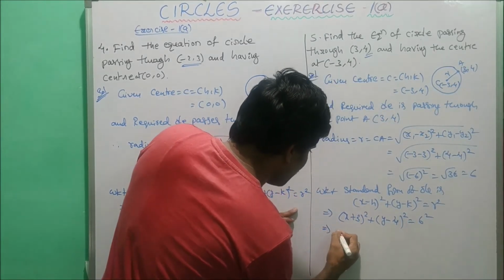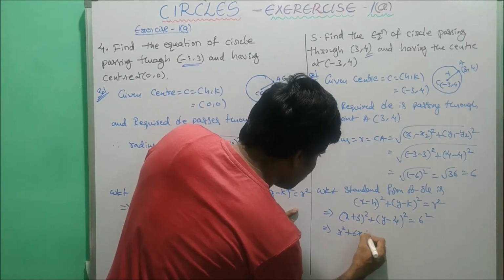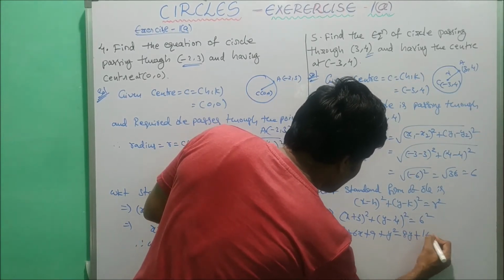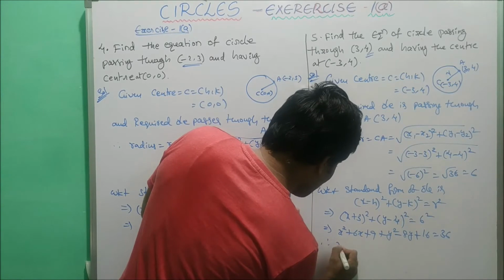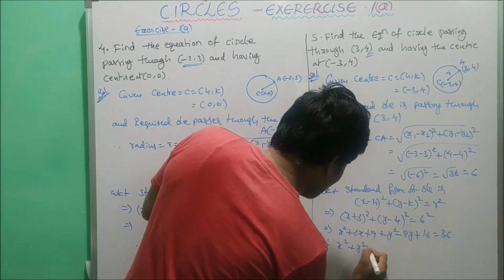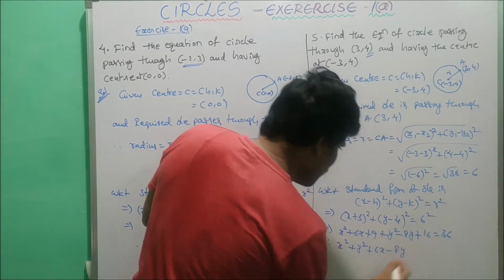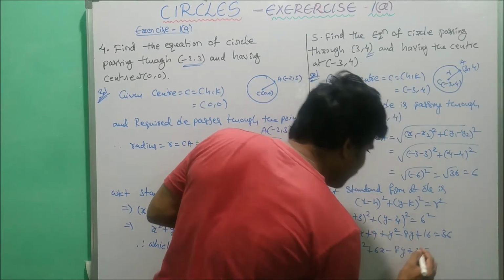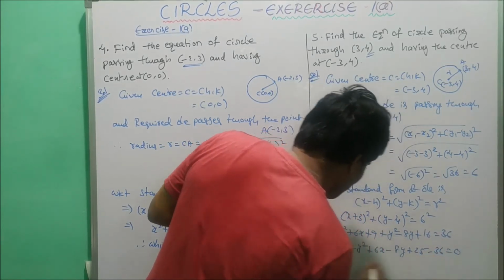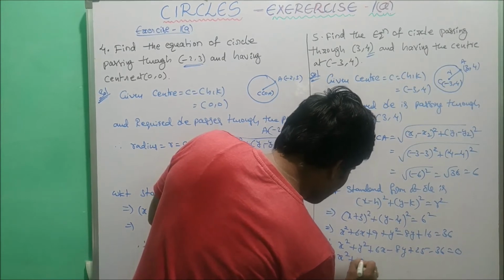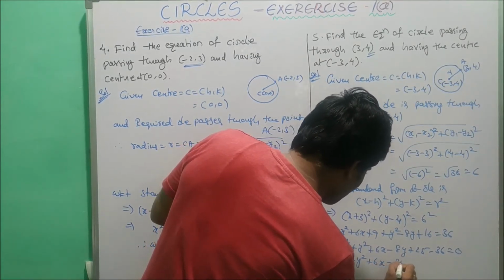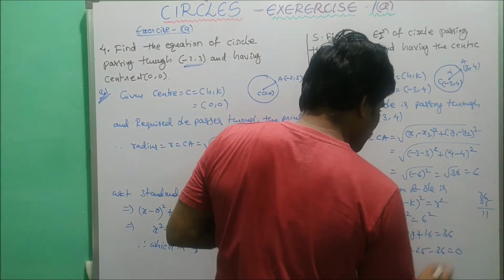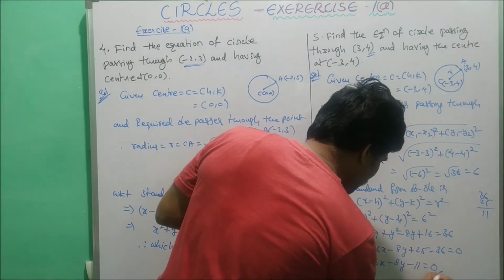Now we can simplify that. This is x² + 6x + 9 + y² − 8y + 16 = 36. Therefore, x² + y² + 6x − 8y, here 9 + 16 is 25. We take 36 to the left side, minus 36 equals 0. Therefore, the equation of the circle is x² + y² + 6x − 8y + (25 − 36), and in this we get −11. This is the solution for this question.